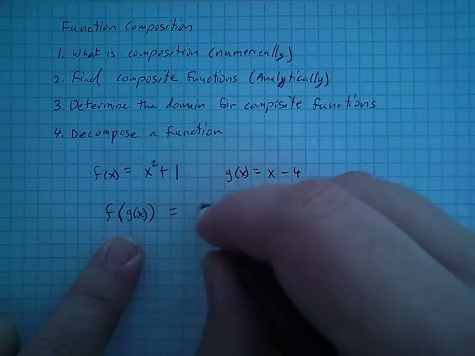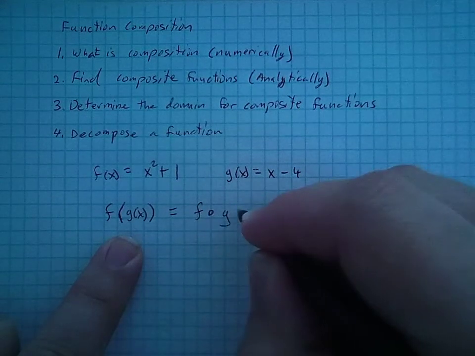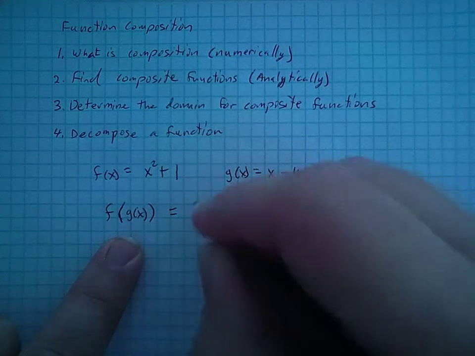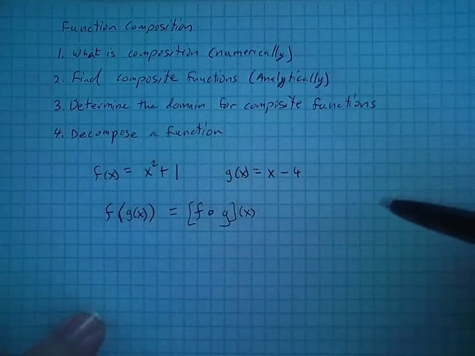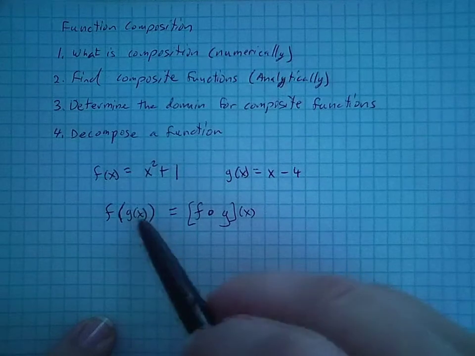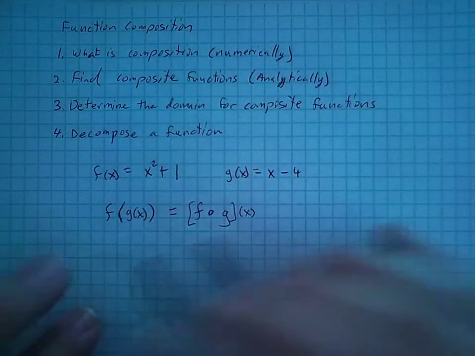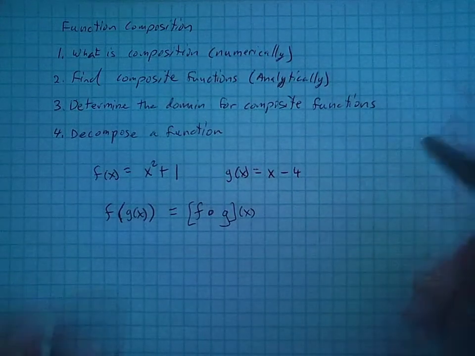Now this is the same as writing f with a little circle, g. F of g of x means the same thing. I like this one better because it gives you a picture of the fact that you're sticking g of x into f. It means the same thing though. So in this case we're doing f of g of x.